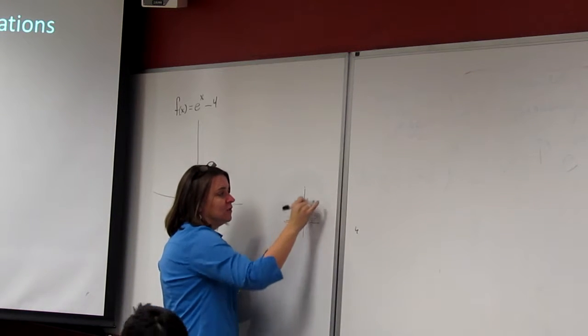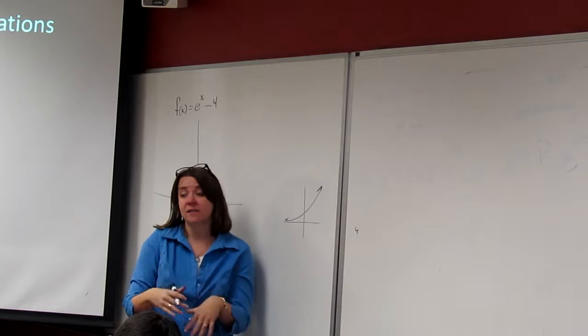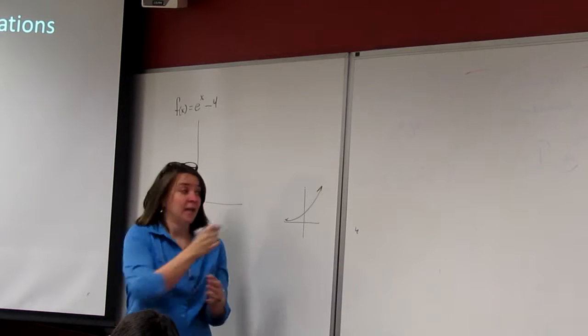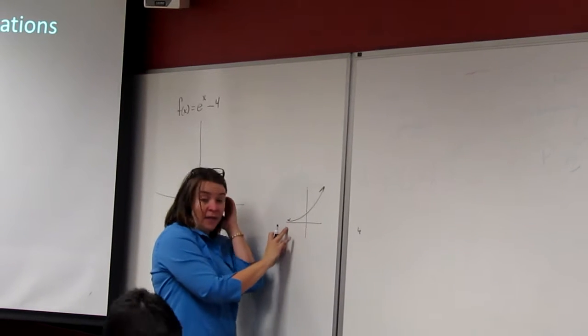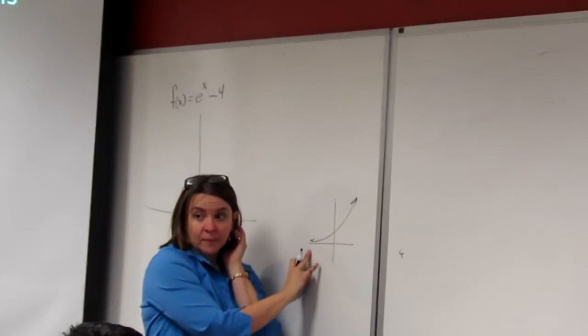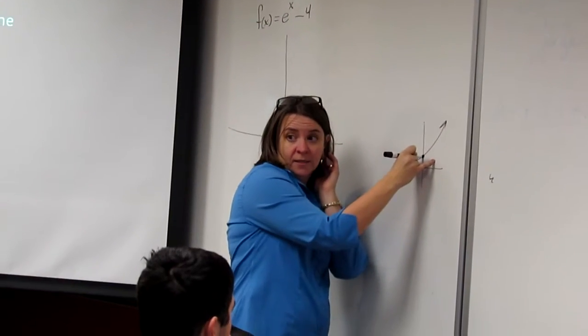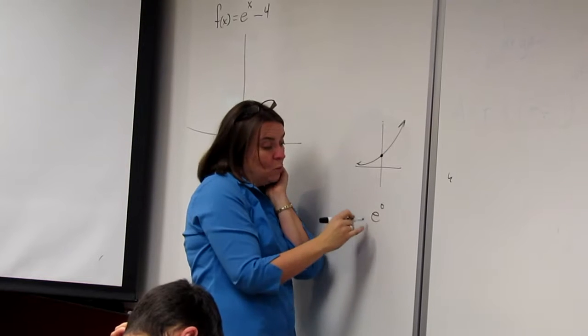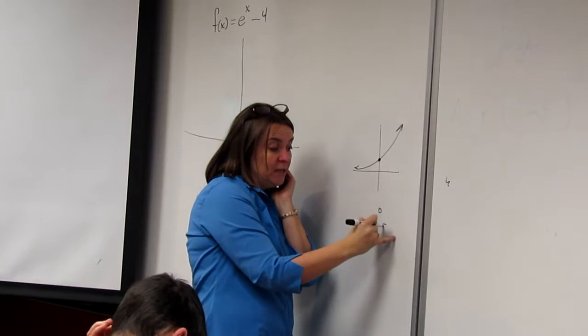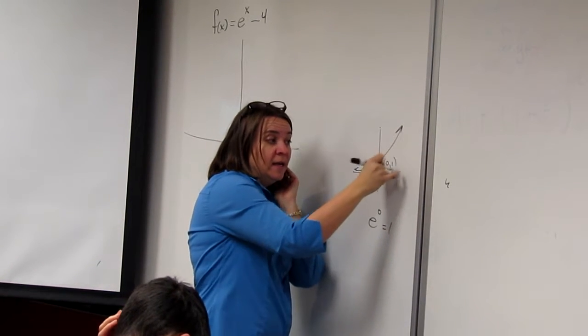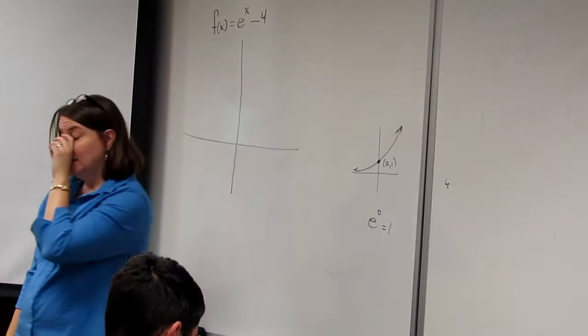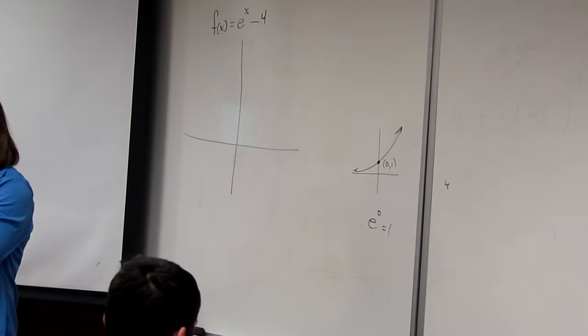So an exponential function, e to the x is always positive, and it's increasing. And it has a horizontal asymptote. And when x is 0, e to the 0 is 1, so the parent function has a y-intercept of 1.